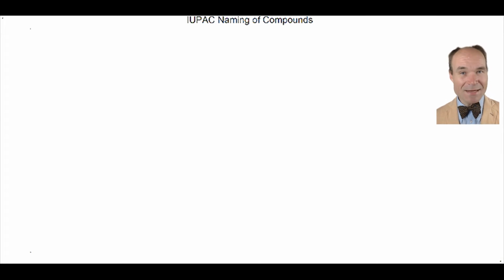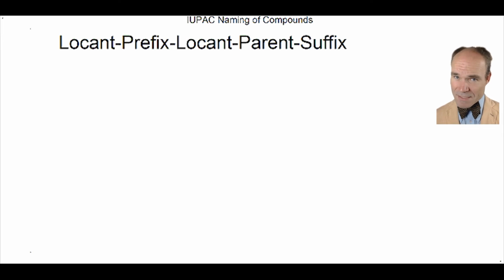But IUPAC naming is systematic. It should be able to name any molecule we can dream up today, and if it can't, we can add a new rule, and so it adapts. Thus, you really need to get to grips with the rules involved in IUPAC naming of a molecule. Put simply, it's locant, prefix, locant, parent, suffix. Simply? Okay, let's go into that a little more carefully.